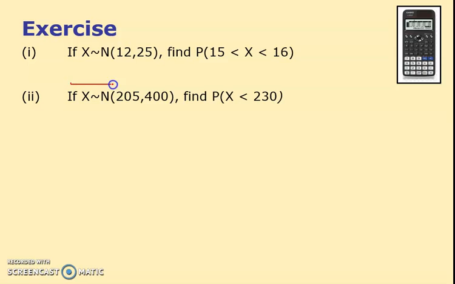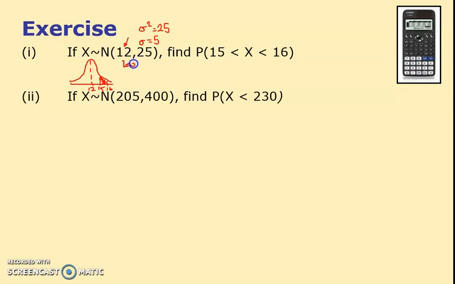So this first one, draw the curve. This is what I'd recommend you do. Show the middle of it. There's always this first number, 12. What's it want? Oh, by the way, notice this is sigma equals 5, not, I know it says 25, but that means sigma squared is 25. So sigma is 5, and it wants it between 15 and 16. Now 12's there, 15 must be there, and 16 must be there. I want that thin slither of a probability there.